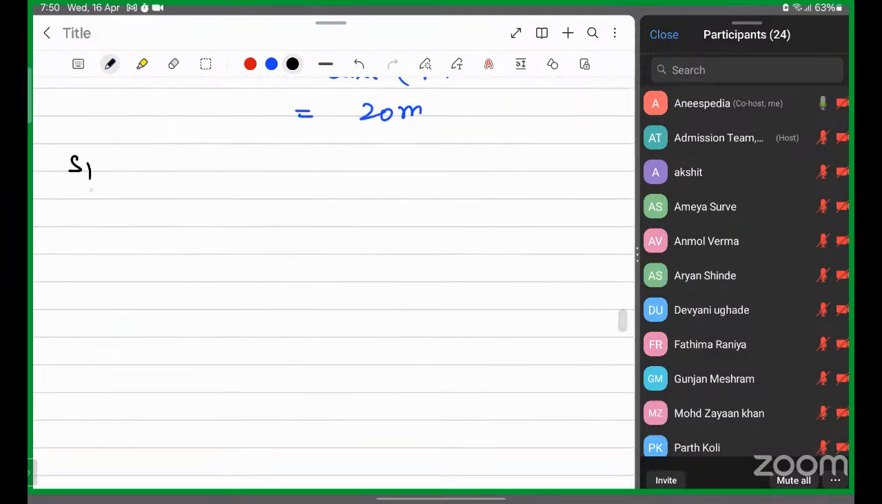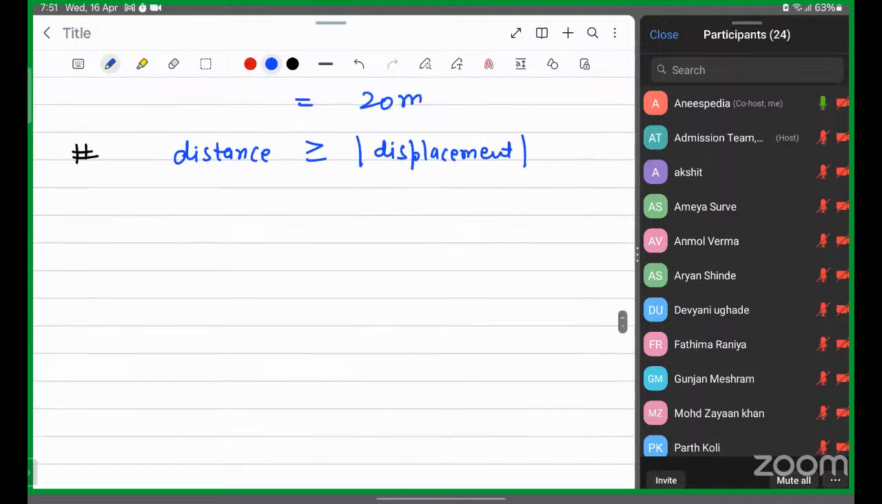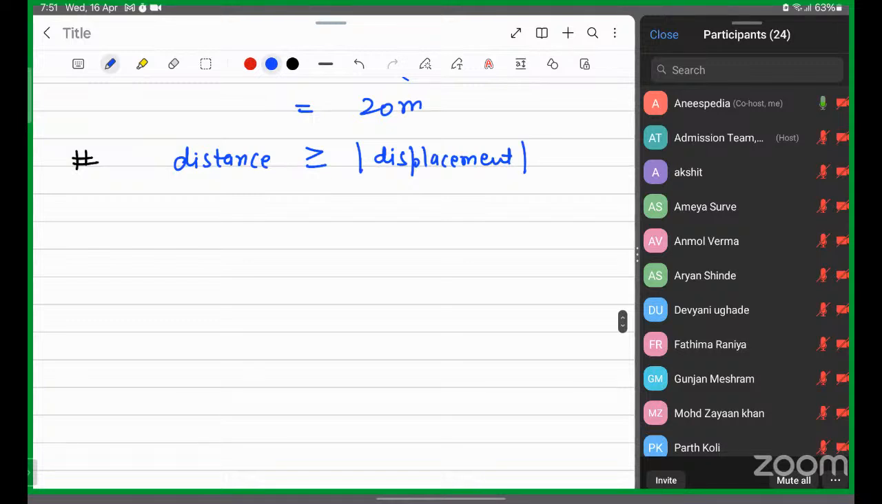Next point is about speed. First of all, let's discuss some properties of distance and displacement. Remember that the distance of a journey is always greater than or equal to the magnitude of the displacement. Since displacement is a vector quantity, it may have any direction, which means it may be positive, zero, or negative. That's why we are taking the magnitude, or mod, of the displacement.